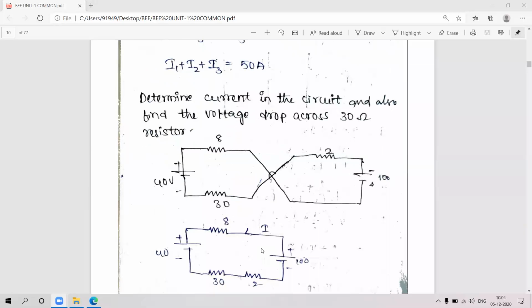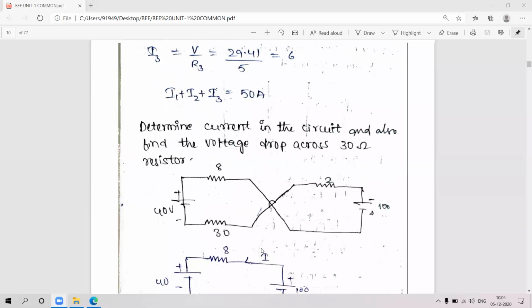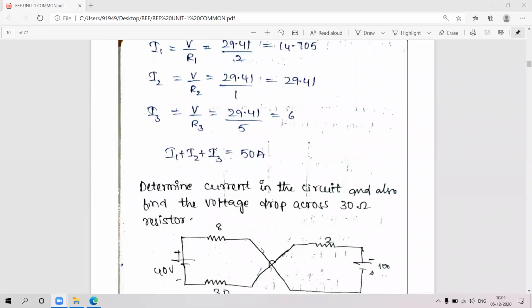Yeah, all of you note down this problem. Determine the current in the circuit, and also find the voltage drop across the 30 ohm resistor. Find the voltage drop across the 30 ohm resistor.